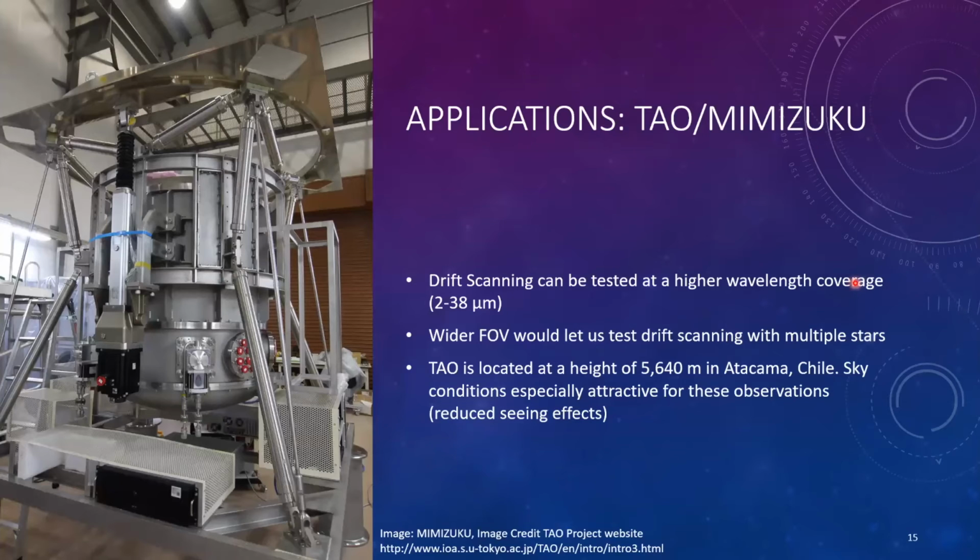So what applications can we do? Well, for Tau-Mizunsuku, for example, Driftscan could be tested at a higher wavelength coverage since it goes from 2 to 38 microns. The wider FOV would let us test for drift scanning with multiple stars in that FOV. And Tau being located at a height of 5,600 meters in Atacama, Chile, the sky conditions would be especially attractive for these observations due to reduced seeing effects.